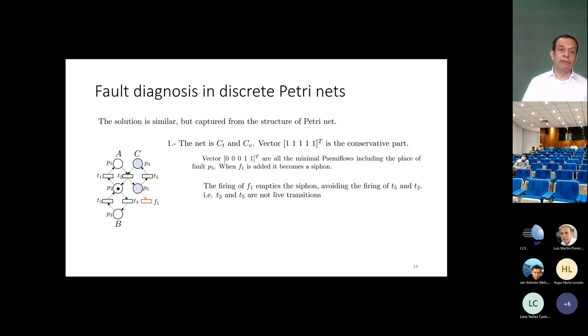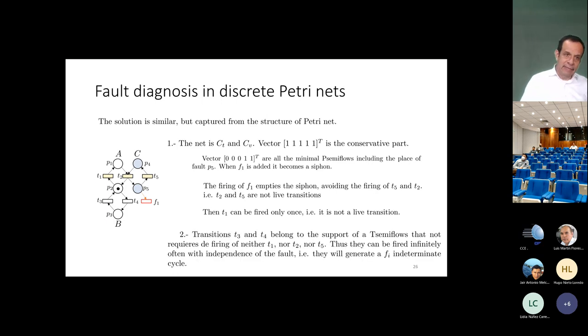So when a fault occurs, these transitions cannot be fired anymore because there are no tokens inside of this place. And also all the T-semiflows that are related with these two transitions will be blocked. In this case, the T-semiflows T1, T2, and T5. And as you can see, if you fire T1 and then you arrive at this dead end, and you cannot fire any other transition. So when a fault occurs, all these transitions will be blocked.